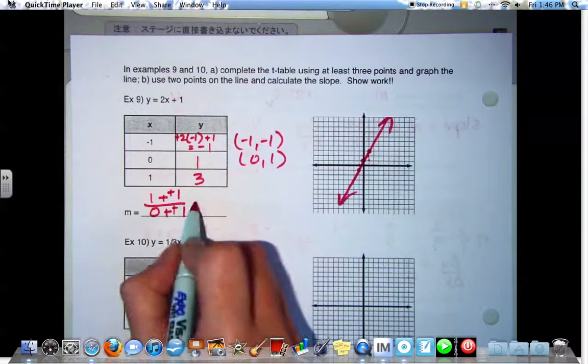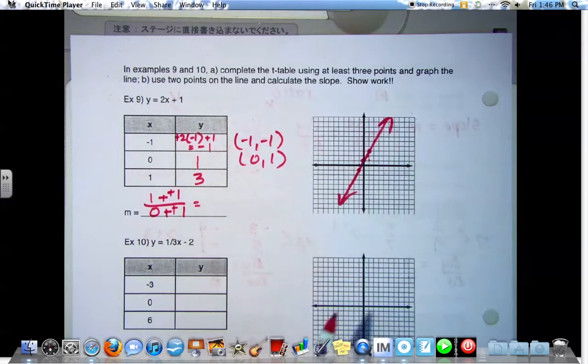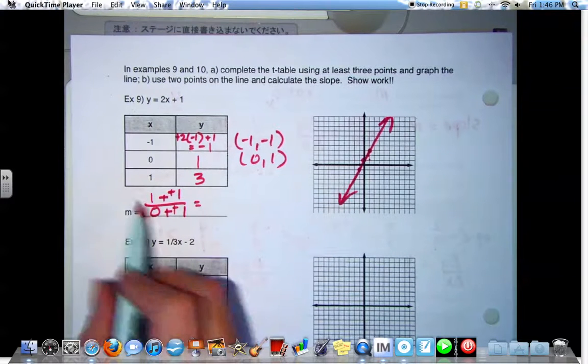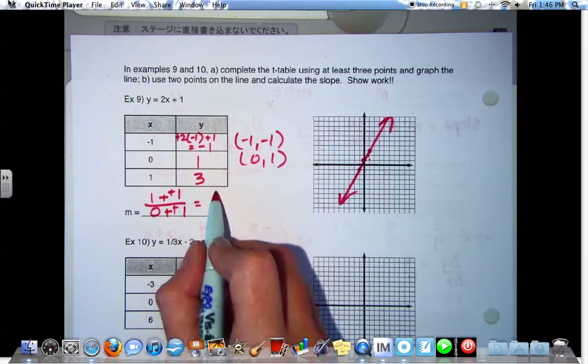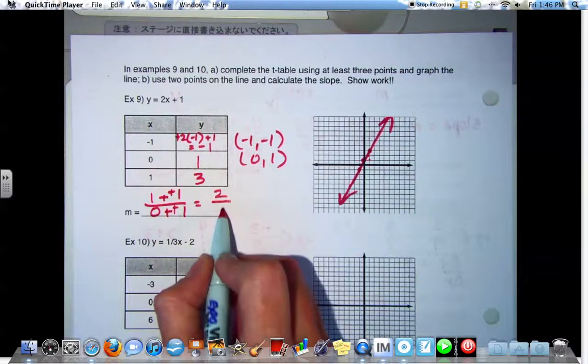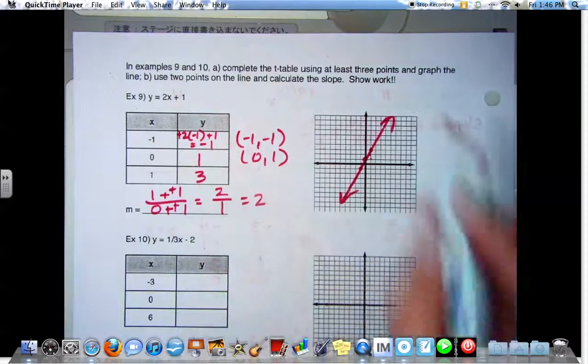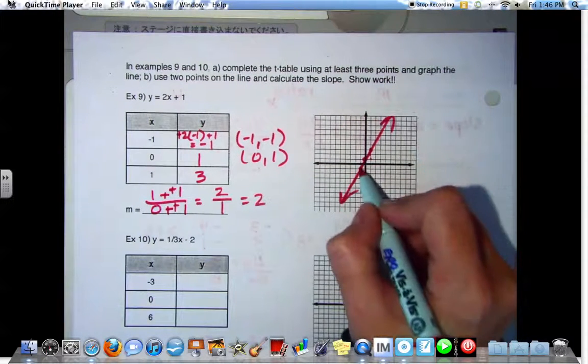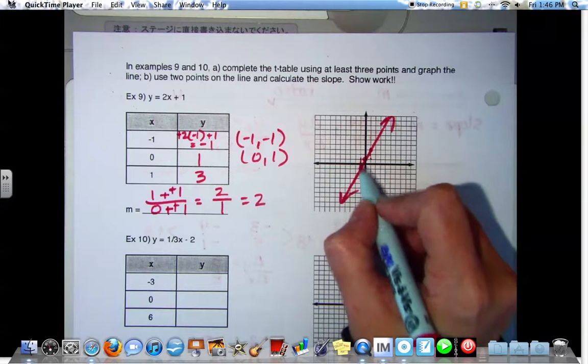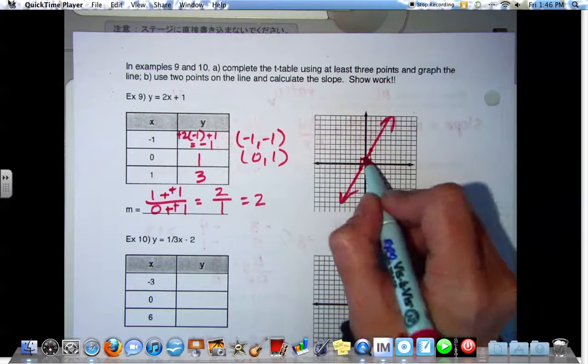Are we allowed to do just rise over run? Yeah, you could have. That's what I was doing. Okay. So I have 1 plus 1, which is 2, over 1. So that does give us 2. Let's look at our graph, and our rise is 2 over 1.